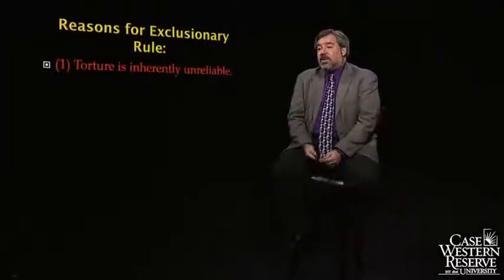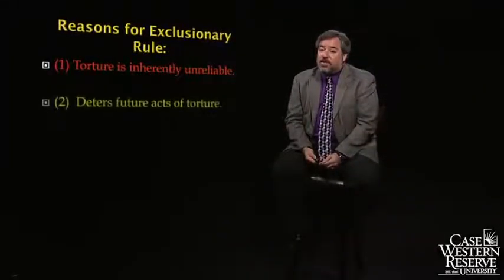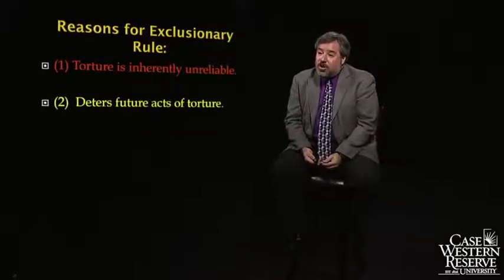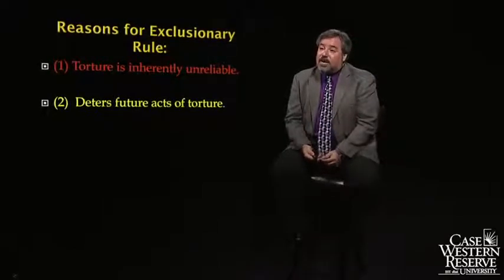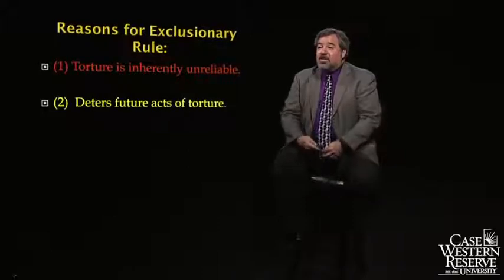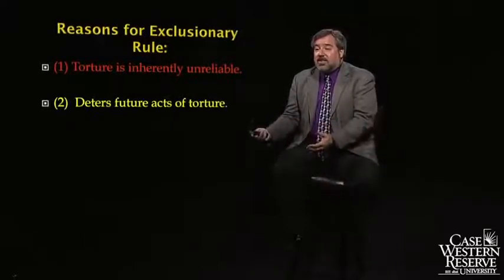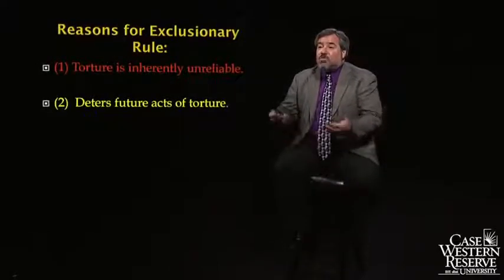Okay, a second reason why torture evidence is excluded is because it would deter people from committing acts of torture if they knew that their case against the person who was being tortured would have to be thrown out of court. Why would you commit these acts to try to get a confession if you knew from the beginning that the confession couldn't be used? So this was a great way of trying to deter people from committing torture by excluding the fruits that they would get from those interrogations.